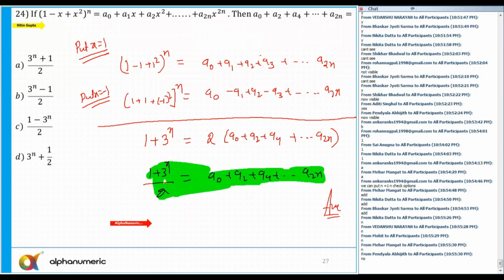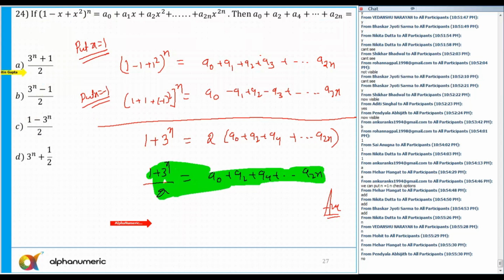So it means in this equation, if I put n equal to 0, the answer should be 1. Put n equal to 0 in the first option: 3 raised to power 0 is 1, 1 plus 1 is 2, 2 by 2 is 1. The first option is satisfied. Second option, n equal to 0: 3 raised to power 0 is 1, 1 minus 1 is 0. So option B gives 0, not possible. Option C is also giving 0, not possible. And option D is giving 1.5, which is also not possible. So the only possible answer is A. Just by putting x equal to 0, we get a0 equal to 1, and only one option satisfies this, so the answer is option A.